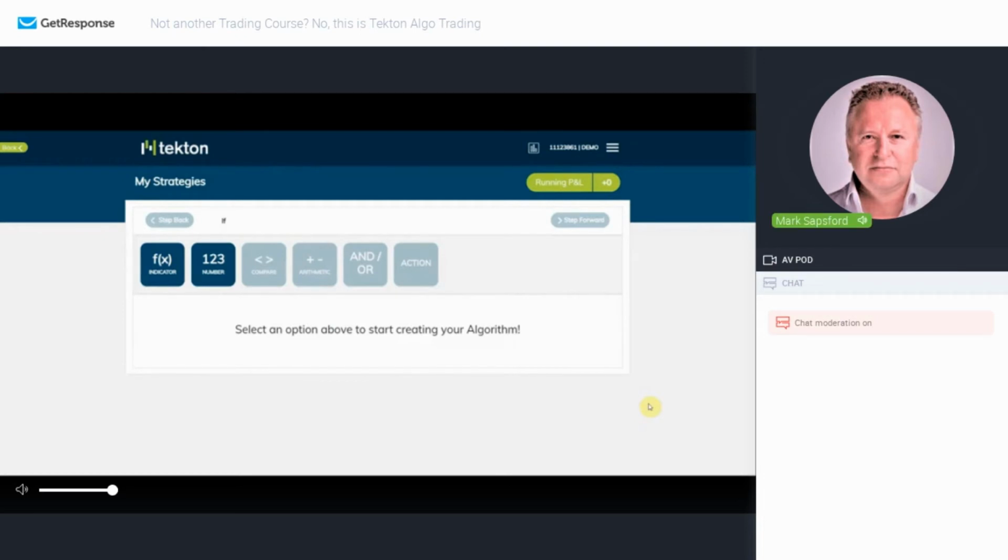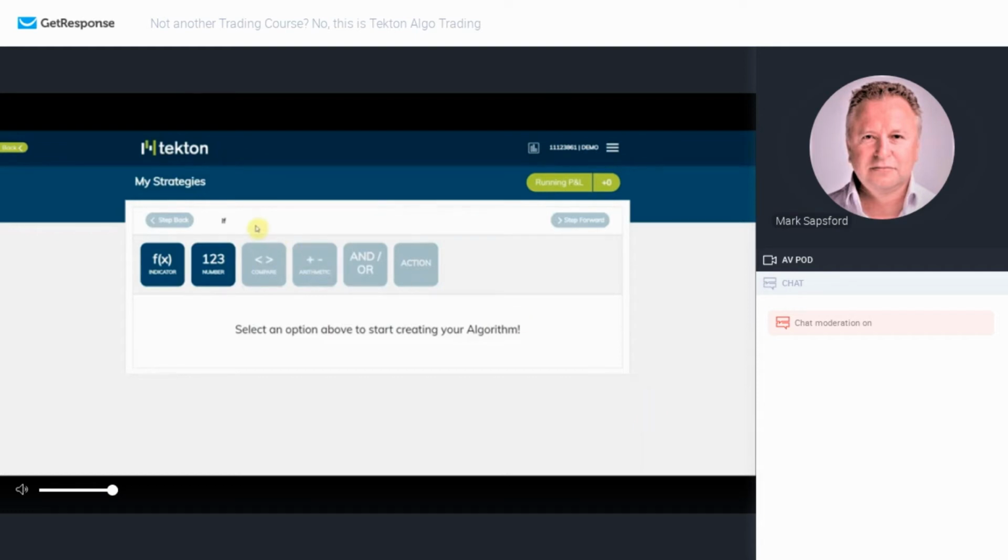And if you're brand new to trading, don't worry. This is what you're going to have the ability to go on and use moving forward. Get yourself educated, get yourself up to speed with what you need to do, and you can really use Tekton to the fullest features available.